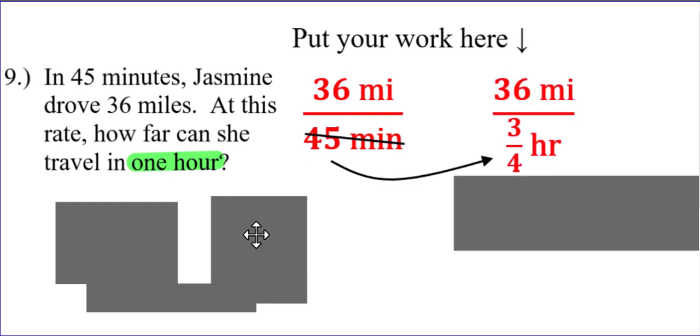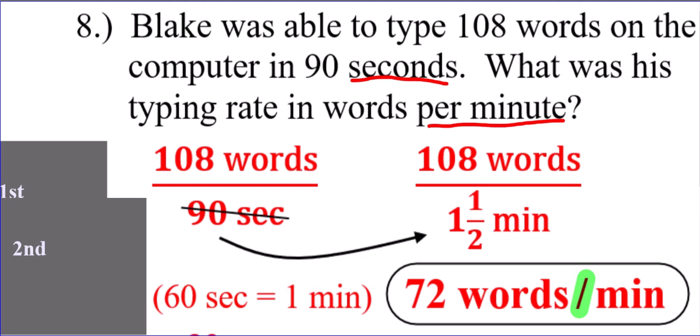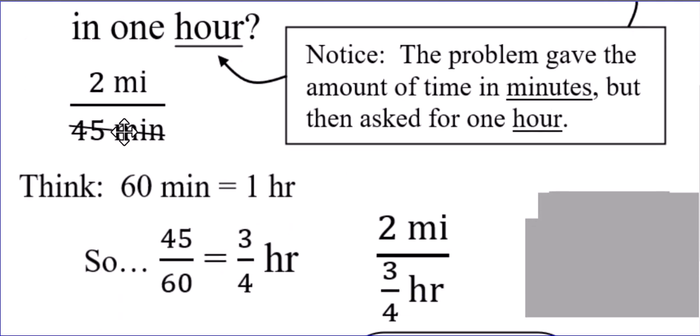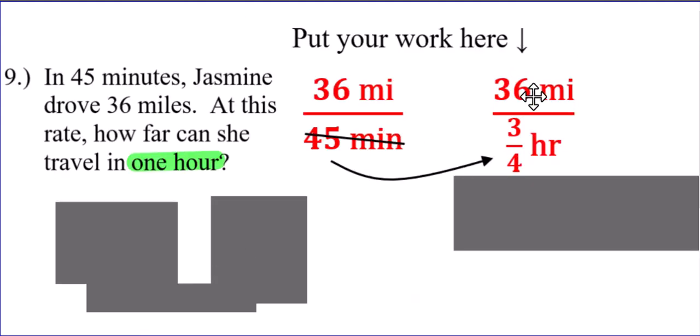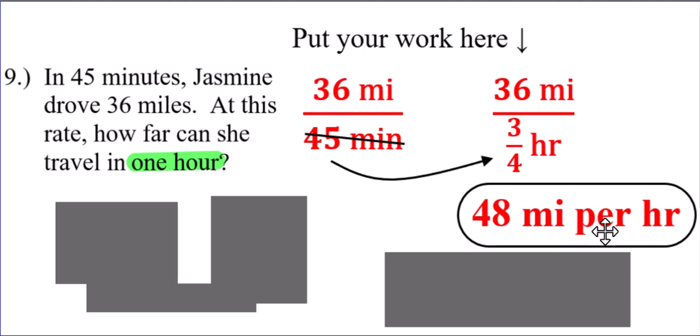You know what? I feel like we just did this not too long ago. Oh, that's right. Look back at problem number 7. Because number 7 also had 45 minutes, which was 3/4 of an hour. So work smarter, not harder. Use that knowledge to help you here on problem number 9. 36 miles goes on top, divided by 3/4 of an hour. If you have that as 0.75 hours, that's fine with me, means the same thing. Divide, you're going to get 48 miles per hour.